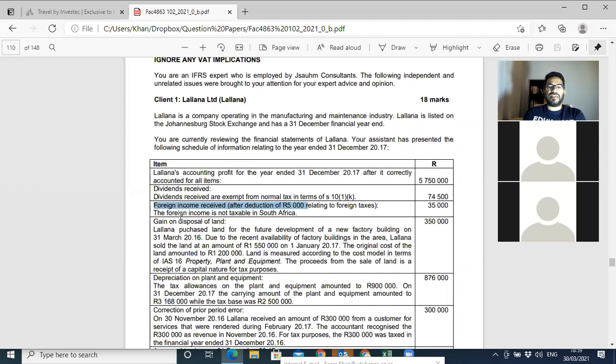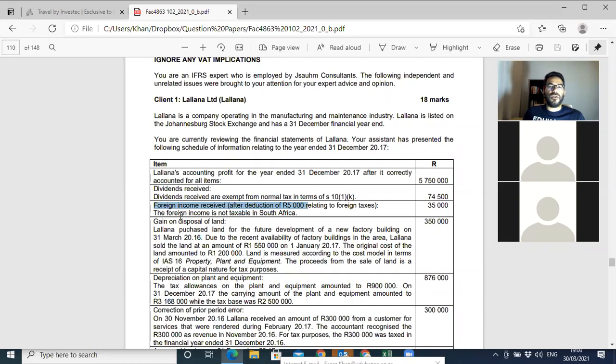So why, in this case, is this foreign income not taxed? This is a resident company. How come they are not taxed on the foreign income? Because from the gross income definition, all residents will be taxed on their worldwide income. That means foreign is part of the world. So how come they're not taxed?